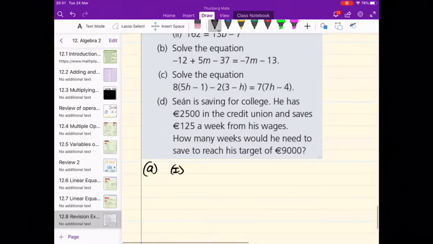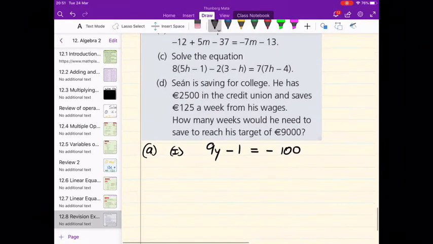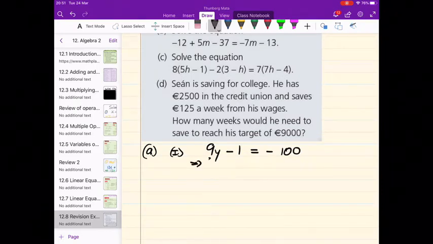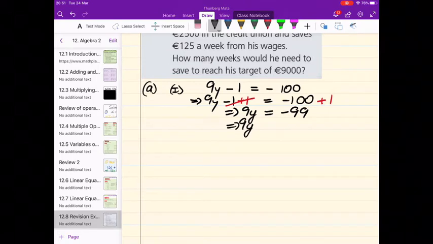Next up we have question 3. So again it starts fairly simple. It starts off with a linear equation 9y minus 1 is equal to negative 100. So as per usual we want the variable on the left-hand side and we want the numbers on the right-hand side. So to do that I'll have to add 1 to the negative 1, then they'll cancel each other out, but to do that I'll have to add 1 to the other side as well. Then I'm left with 9y is equal to negative 99.